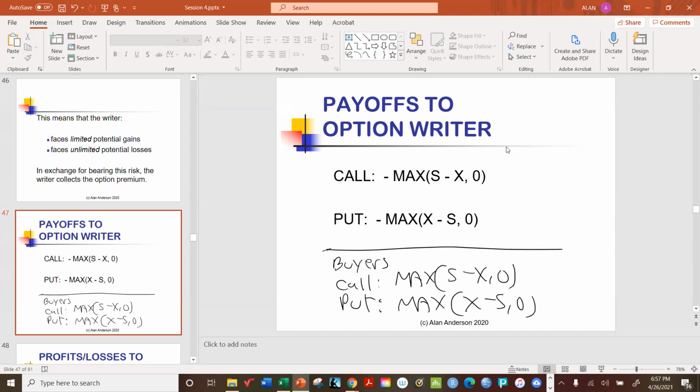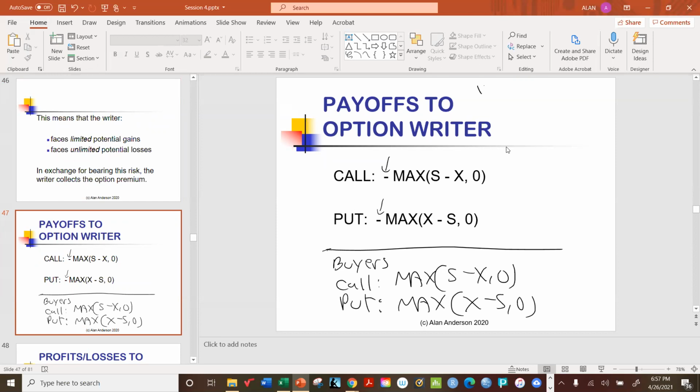The only thing that's different is this little negative sign. And why is that? Because the payoffs to the two sides have to add up to 0. All right, that's the thing to keep in mind. The payoffs to the buyers and the sellers have to add up to 0.